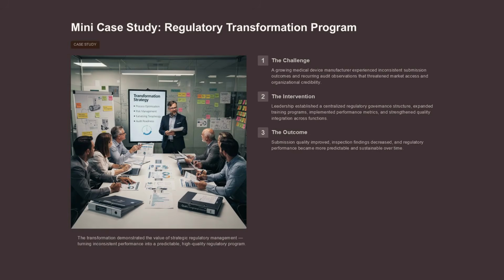A growing medical device manufacturer experienced inconsistent submission outcomes and recurring audit observations that threatened market access and organizational credibility. Leadership established a detailed regulatory governance structure, expanded training programs, implemented metrics, and strengthened quality integration across functions. The transformation demonstrated the value of strategic regulatory management, turning inconsistent performance into a predictable, high-quality regulatory program.